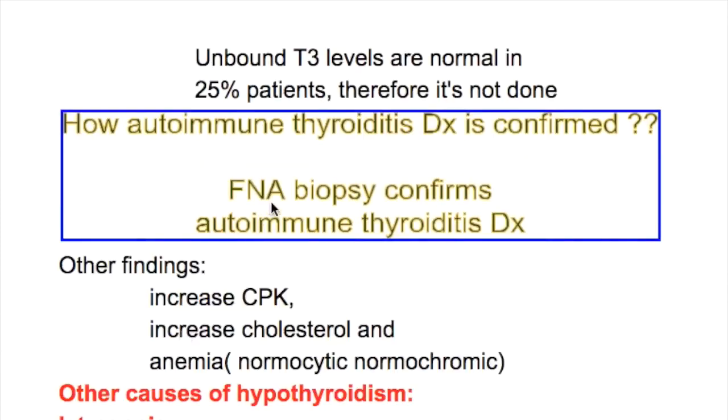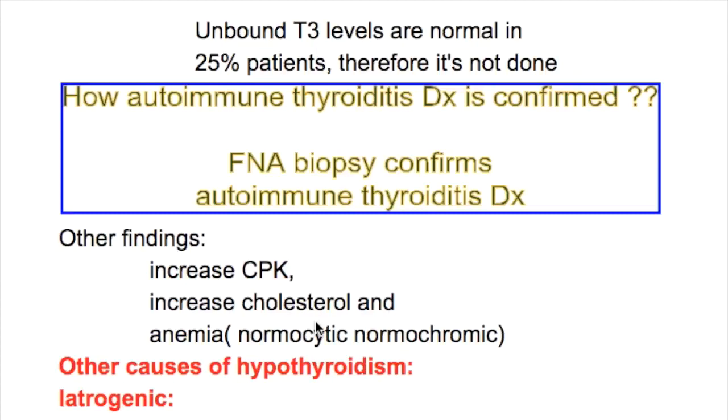How is autoimmune thyroiditis diagnosis confirmed? FNA biopsy confirms autoimmune thyroiditis diagnosis. And what are the other findings? Increased CPK, increased cholesterol, anemia, normocytic and normochromic.